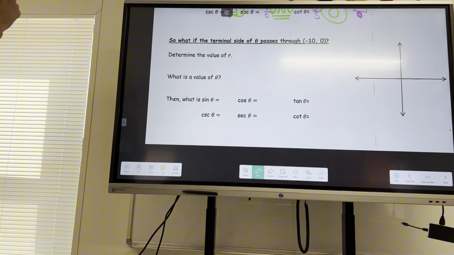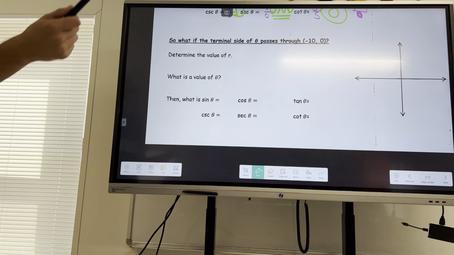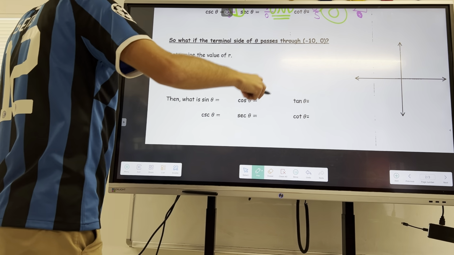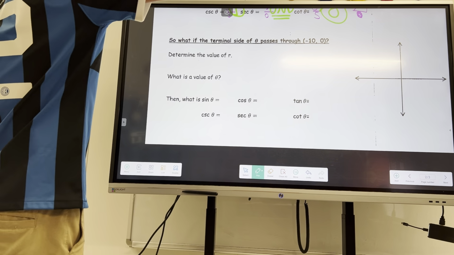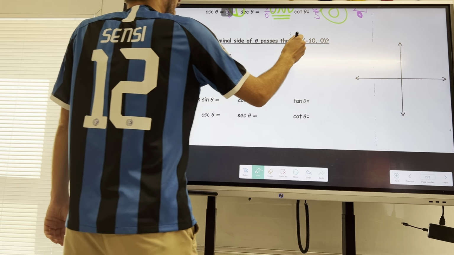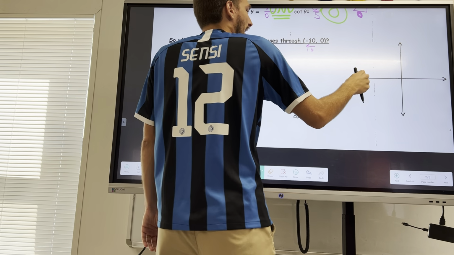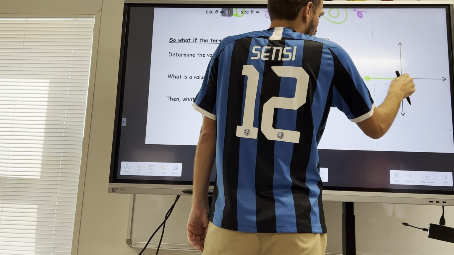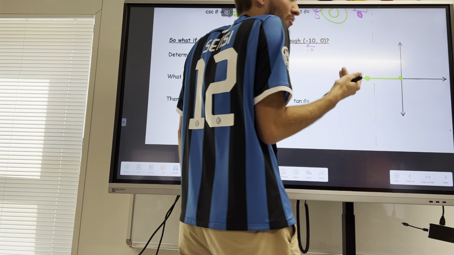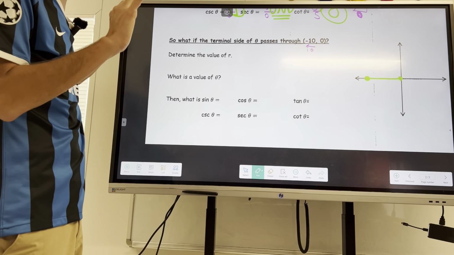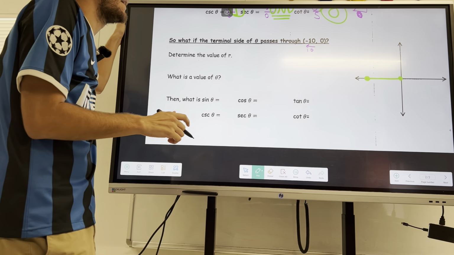So what if the terminal side of theta passes through negative 10, comma 0? Negative 10, comma 0. Is that moving me right or left or up or down? That's a left 10. And how much am I going up and down? Nothing. So I ended up right in my corner. Again, you can't really have corners of a circle, so we call it a quadrangle, which is just a ridiculous math word, but whatever.